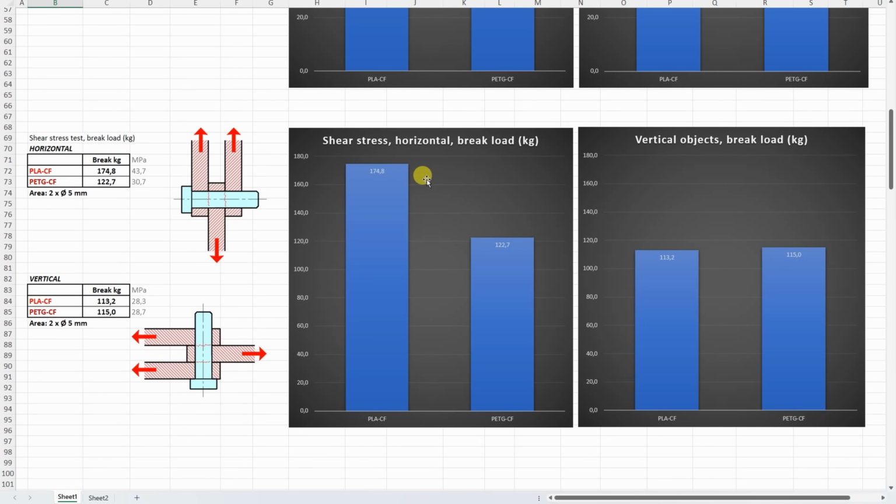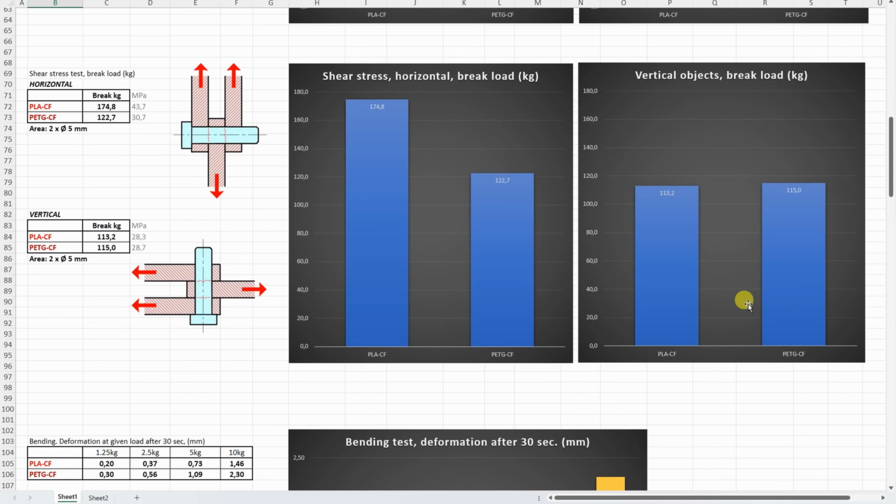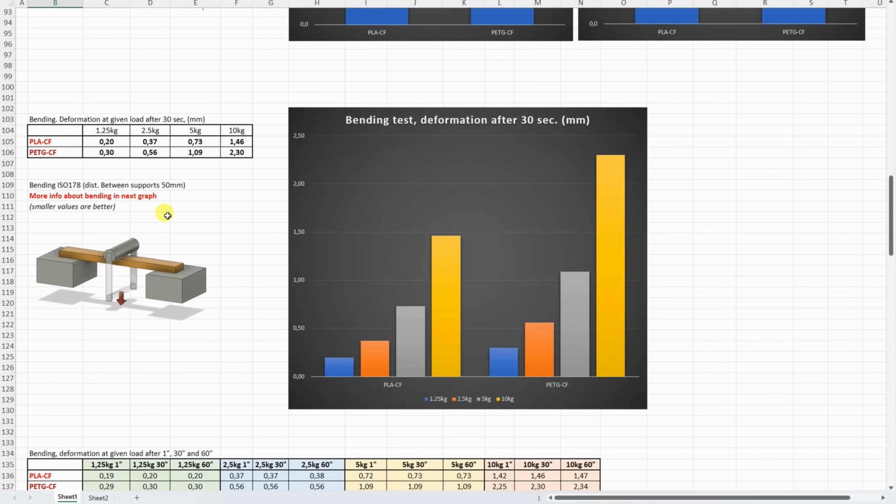And this is the shear stress with the horizontally printed test objects. Yes, PLA is stronger compared to the PETG, but no big difference with vertically printed test objects. And look at this ratio. This scale is equal on both sides, and we have the similar strength of the PETG printed in horizontal or vertical position.